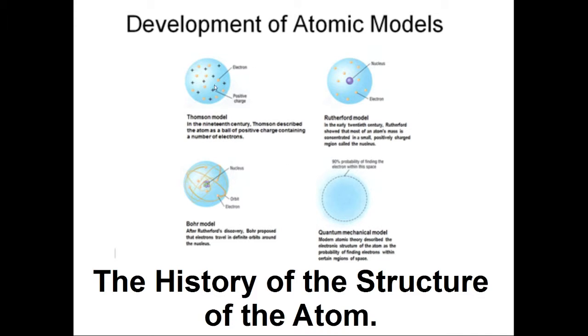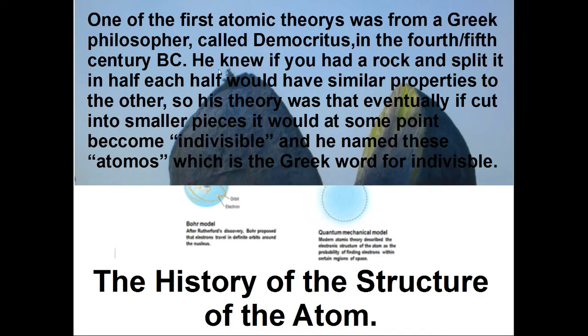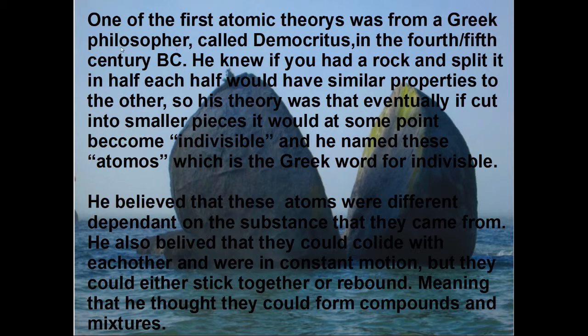The same image, in fact, showing the theories of how they thought it worked at the time. So the first one is ancient Greek. They had a philosopher called Democritus in the 4th or 5th century BC, and he knew that if you had a rock and you split it, it would have similar properties to the other half. His theory was that you would cut it into smaller pieces and at some point it would become indivisible, and he named these indivisible particles atomos, because that's the Greek word for indivisible.